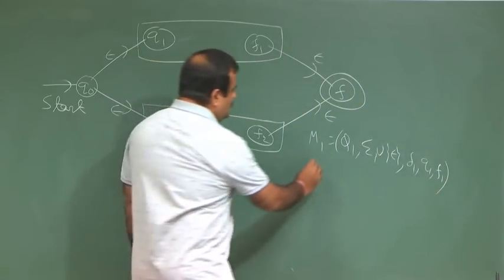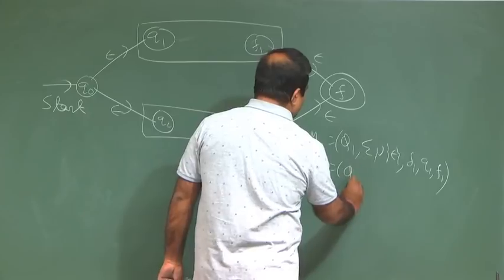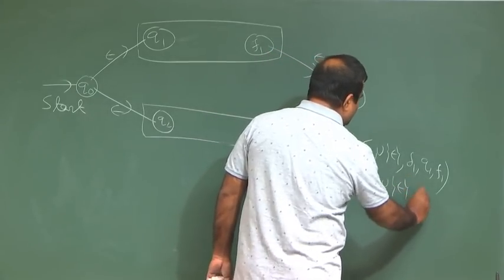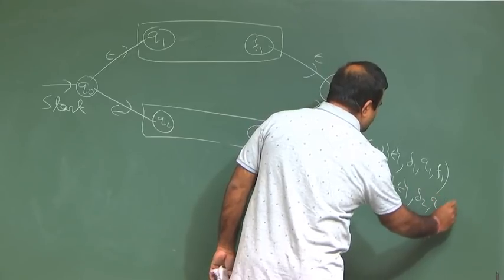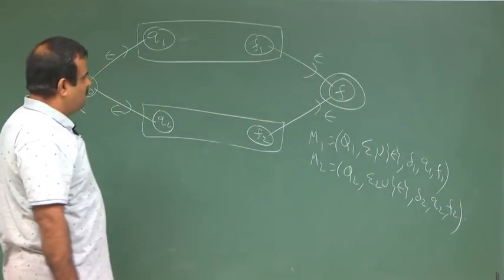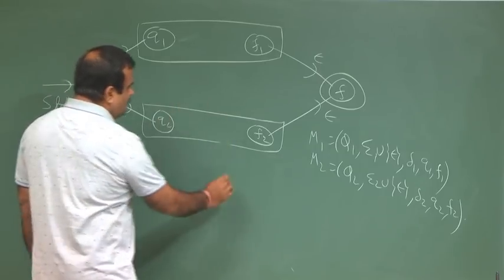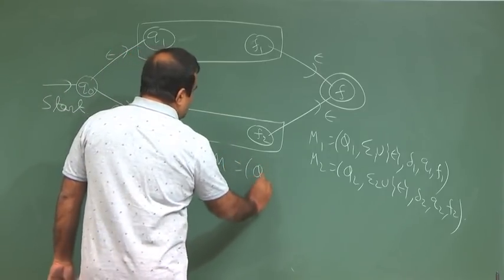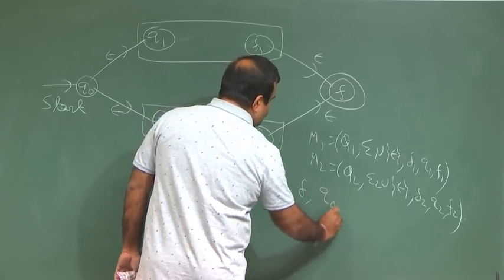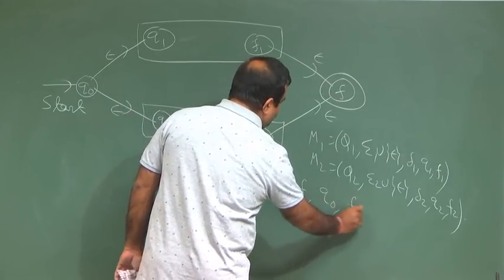So, if this is M1 with sigma 1 and this is M2 with sigma 2, the alphabets could be the same or different. We are taking the general one, so we can make them different. Then what is our M? M is nothing but Q, sigma, delta, q0 and f.